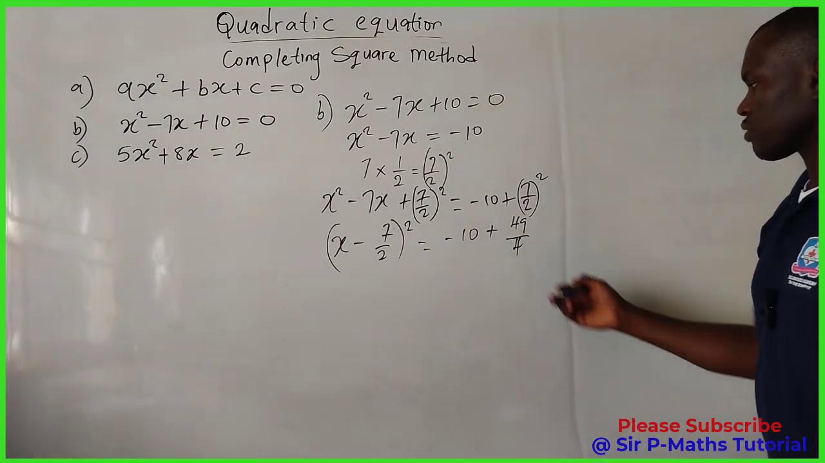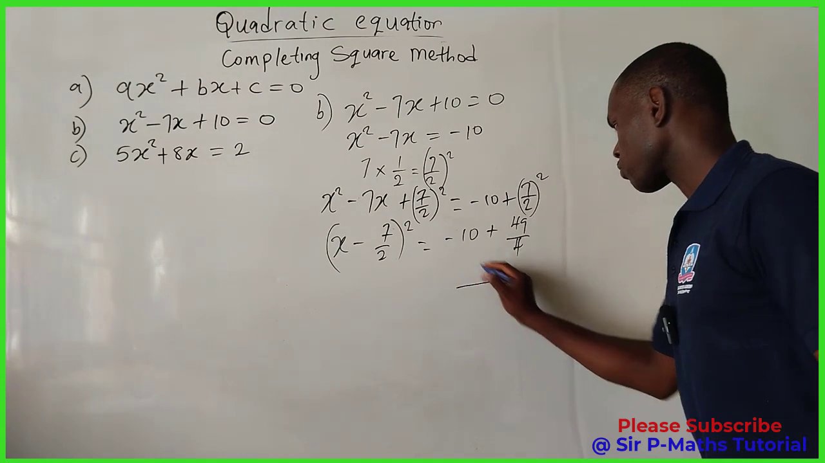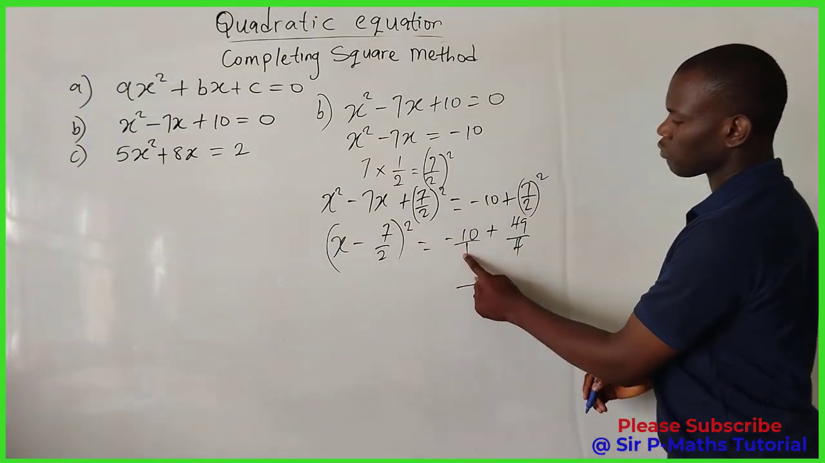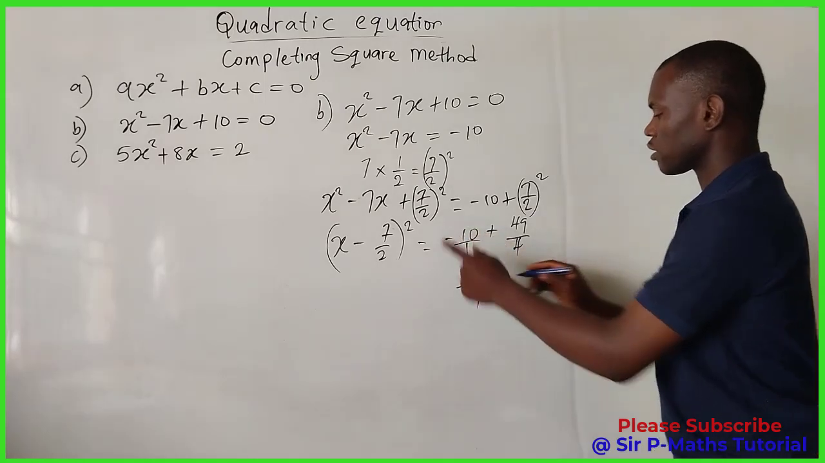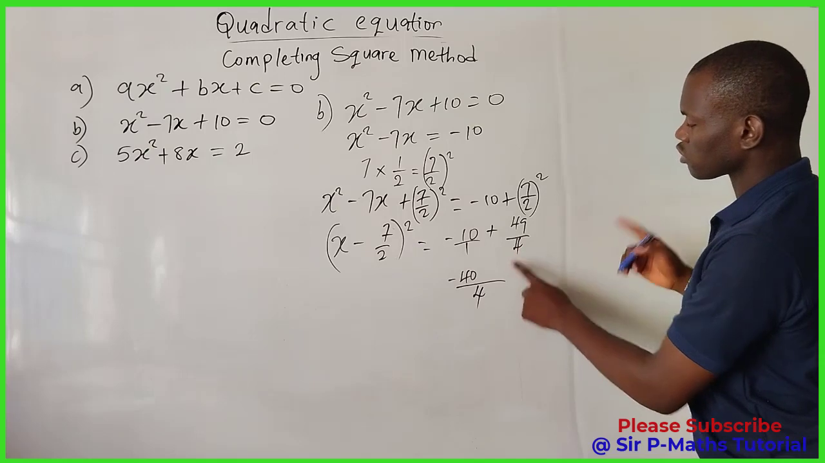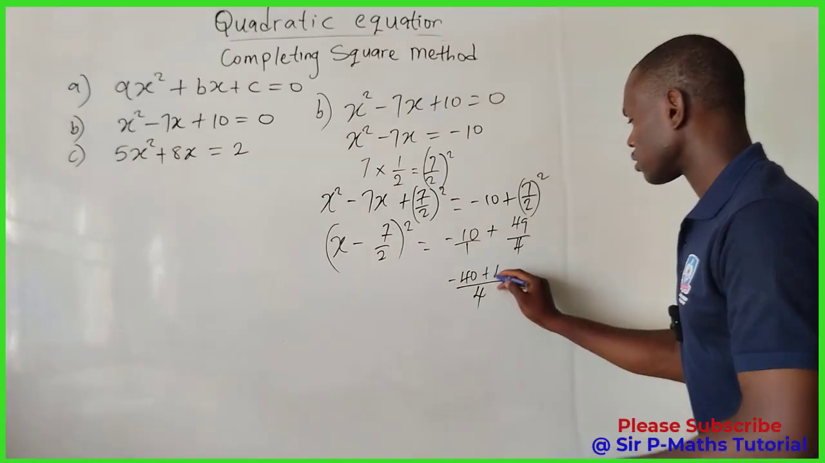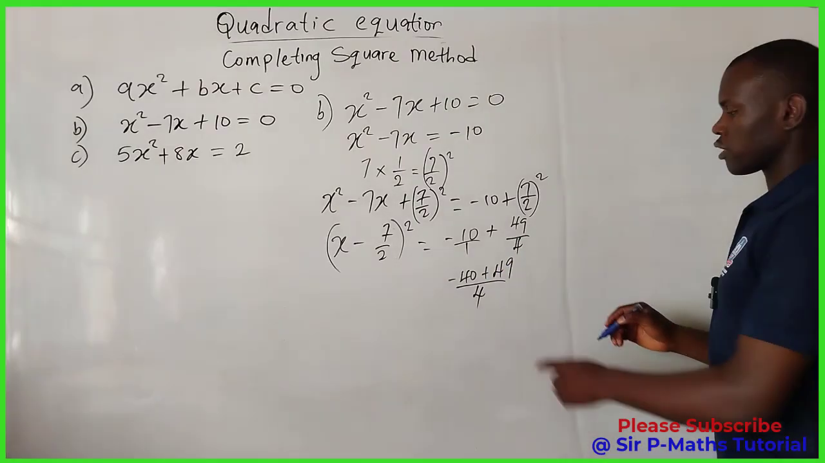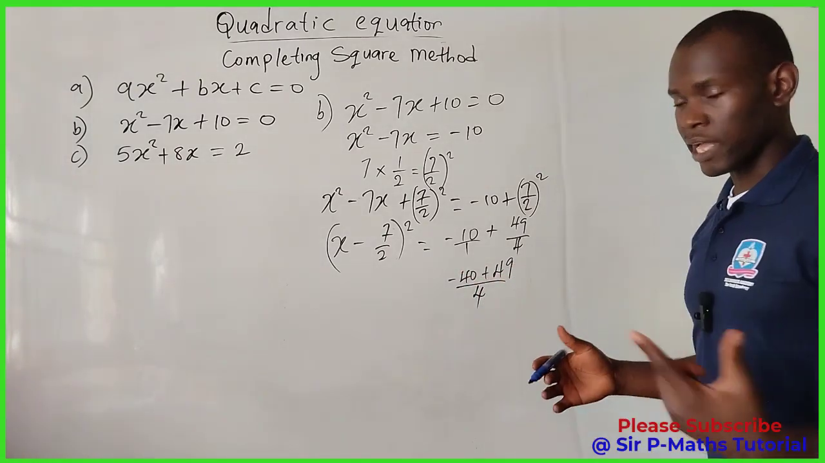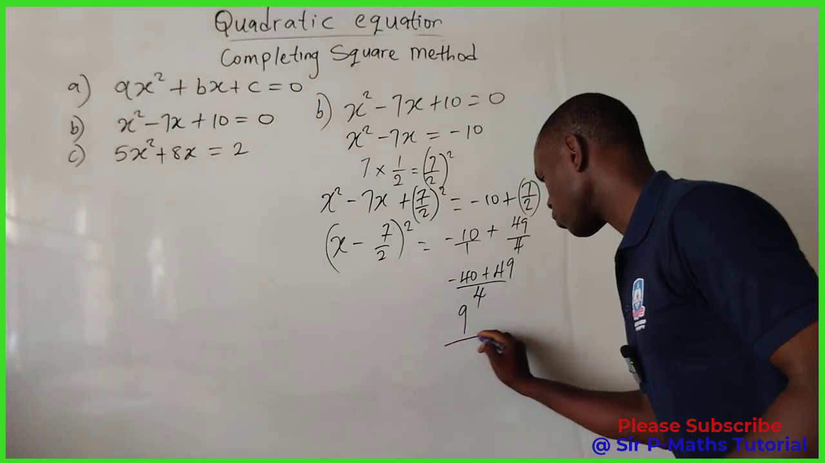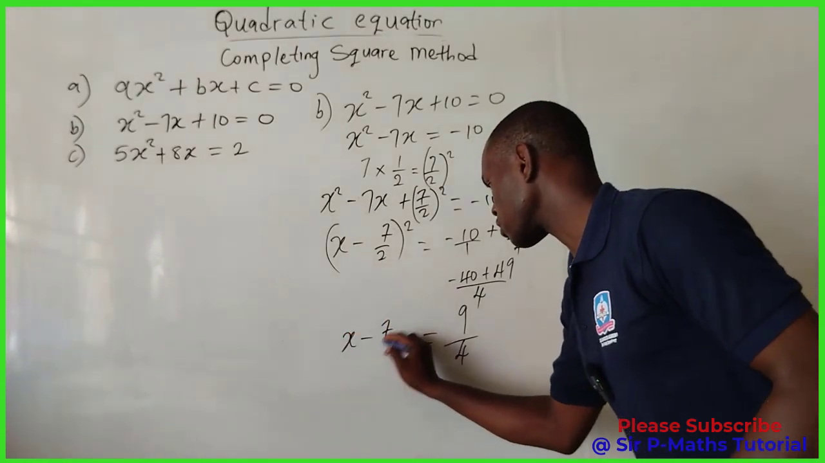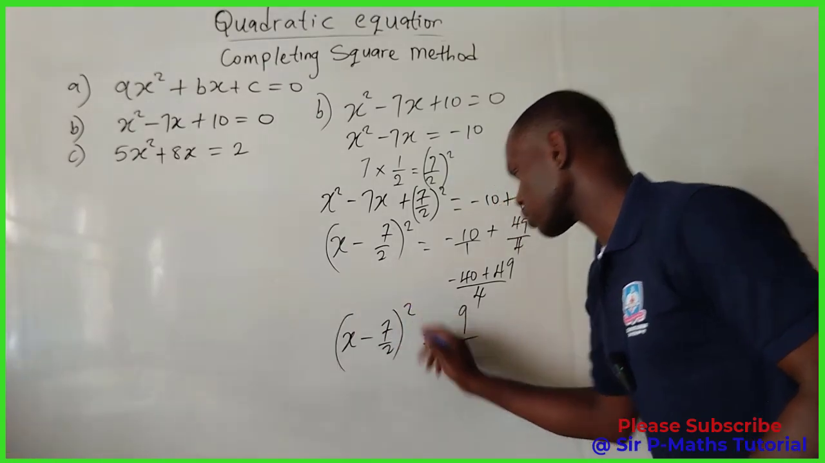So let's simplify this right hand side by LCM. My LCM is 4. 4 divided by 1 is 4. 4 times minus 10 is minus 40. 4 divided by this 4 is 1. 1 times 49 is 49. Then we add minus 40 plus 49 will give me 9. So I'll have 9 over 4 equal to, bring this one down, x minus 7 over 2 all squared.